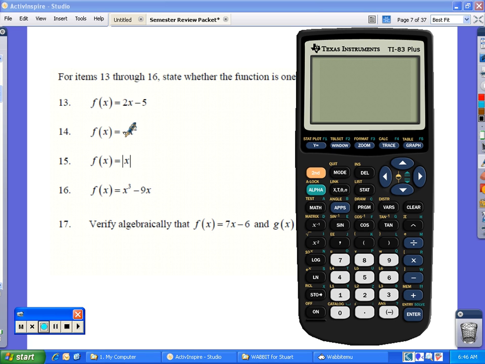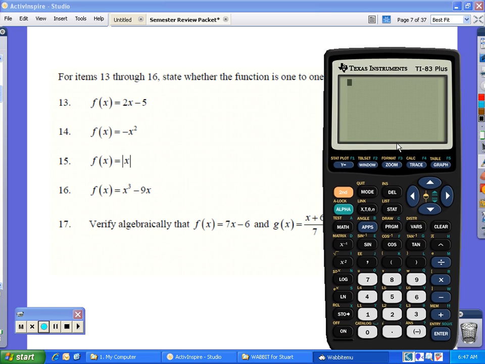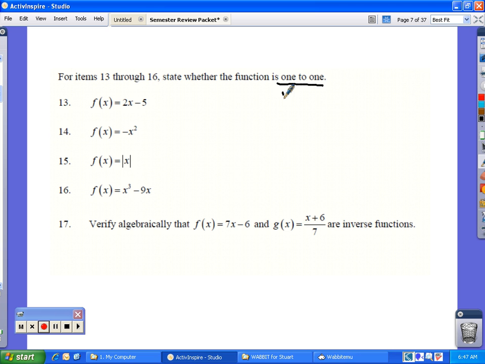Right, for items 13 through 16, we are going to state whether or not the function is one-to-one. For all of these problems, the best way to do this is to use a graphing calculator. Because in order for a function to be one-to-one, it has to pass both the vertical and horizontal line test. This means that for every value of x, there has to be exactly one matching value for y and vice versa.